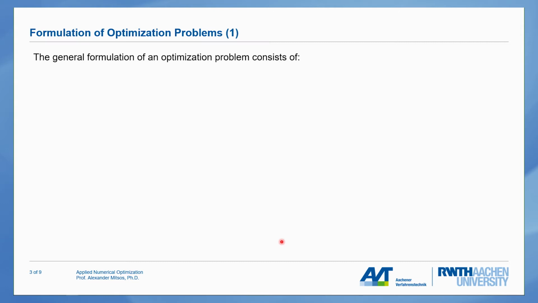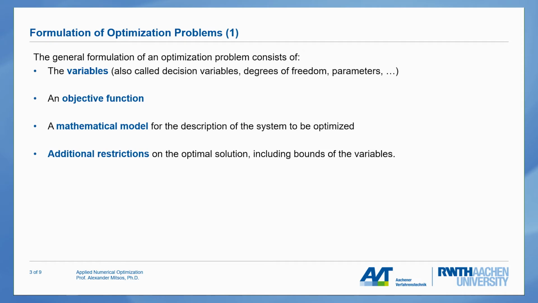How do we write the numerical optimization? I mentioned that we have a formulation, I mentioned a model. What are the elements of optimization? The elements are the variables. You can call them decision variables, degrees of freedom, parameters. They have different names. Nevertheless, they are the variables. So they are the things that you can change. Second, you need the objective function, the metric you want to minimize or you want to maximize.